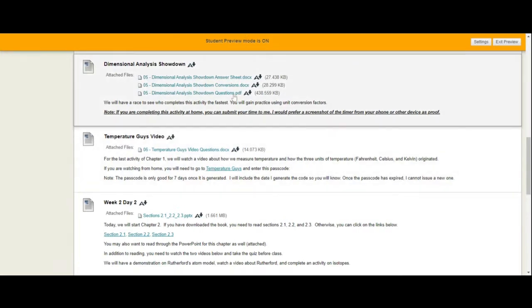So you have several documents here. You have the answer sheet, which of course is where you're going to write all of your answers. A little conversion sheet, that's kind of a help sheet for you, and then the actual questions on this file. And you'll time yourself, write down all your answers on your answer sheet, and then also include that screenshot of your timer.